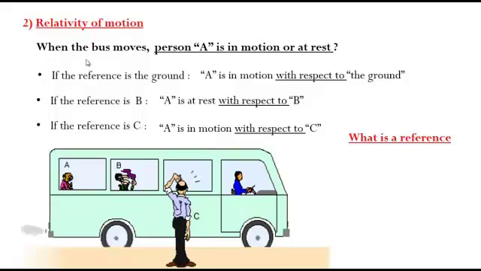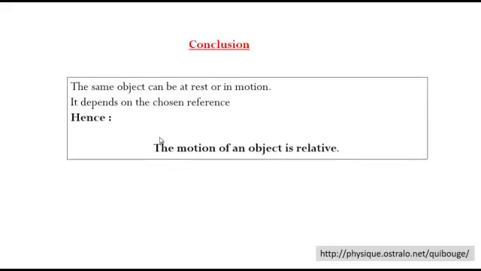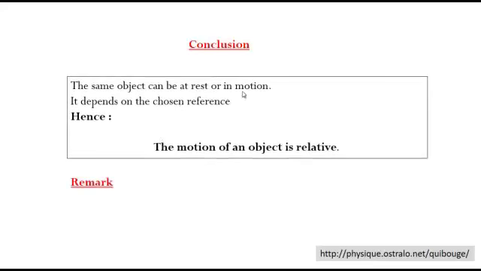Now, if we notice here, we've said the word reference. So what do we mean by reference as definition? A reference point is some point in the space used to describe the motion of other things relative to it. In other words, it is the thing we rely on in order to study the motion of an object. Now, as conclusion, what do we have? The same object can be at rest or in motion. This is why it depends on the chosen reference. So we say that the motion of an object is relative.